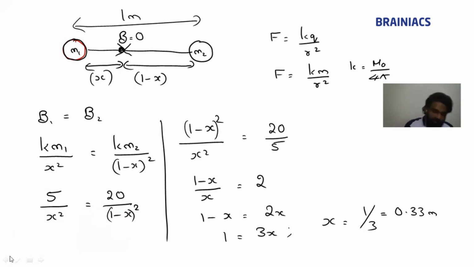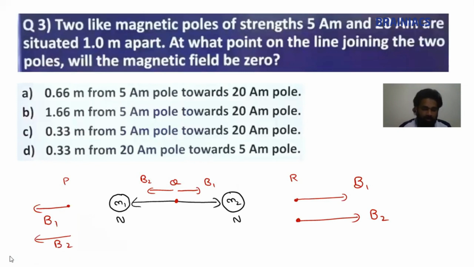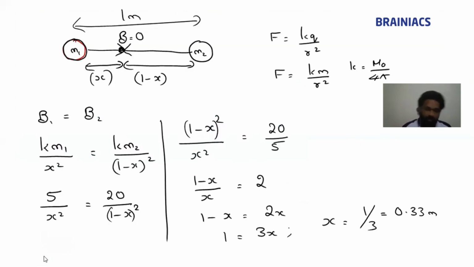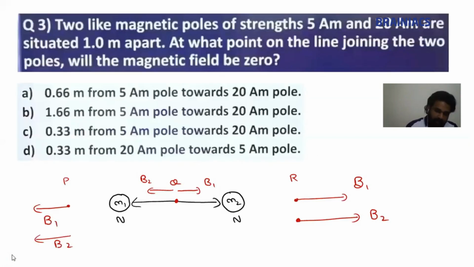Okay, let us see the options. 0.66 from the 5 ampere meter pole, no. 1.66, wrong. 0.33 meter from the 5 ampere meter pole towards the 20 ampere meter pole, that is the correct answer. Look at this solution. Clear? So here the answer is going to be option C. Clear? Shall we move to the next problem?